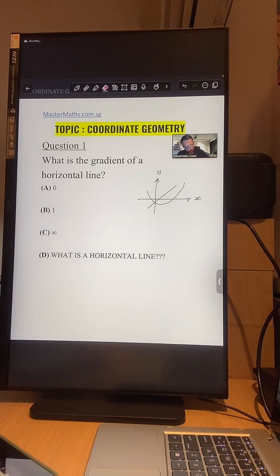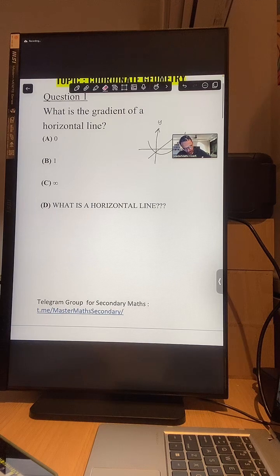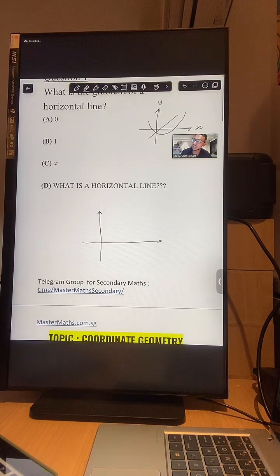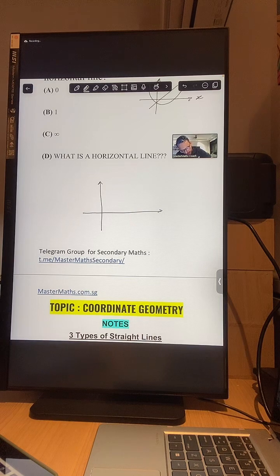A horizontal line looks a bit like this. Can you all see this? It's a line that runs across like this. So this is a horizontal line.